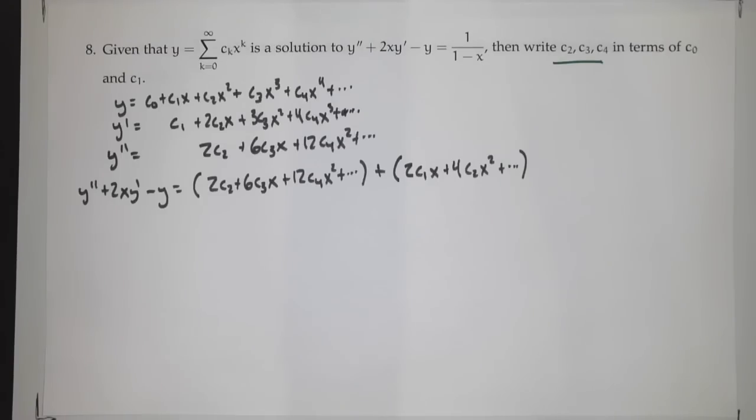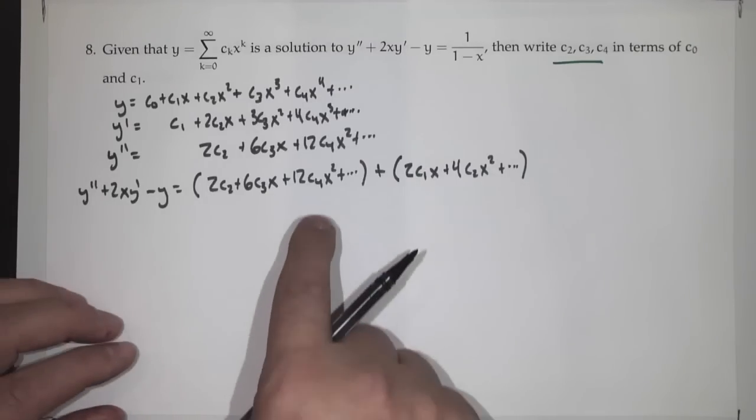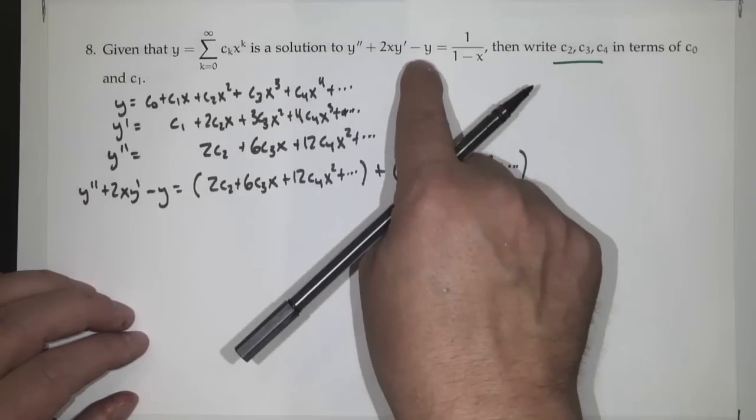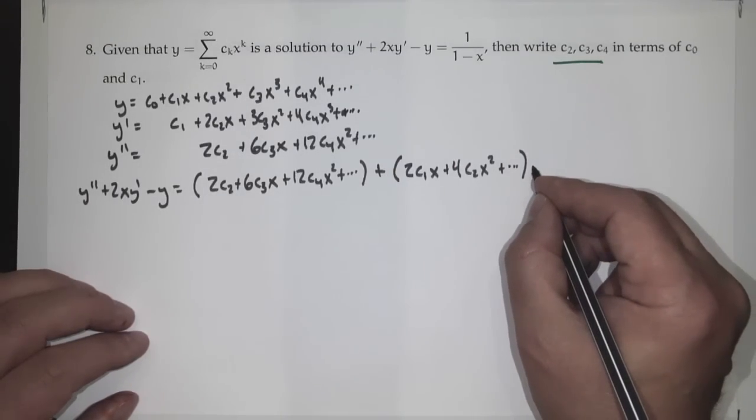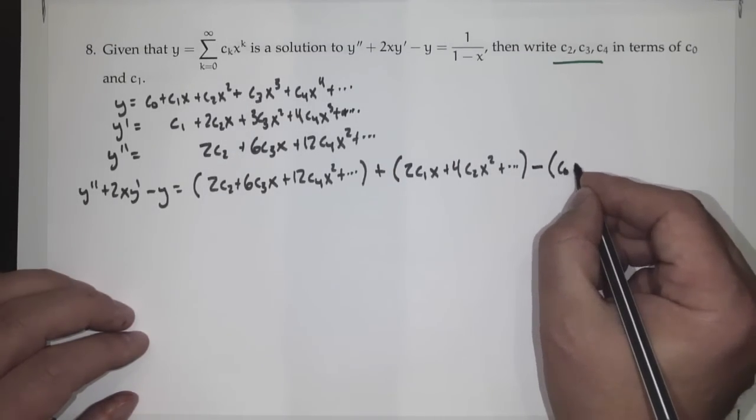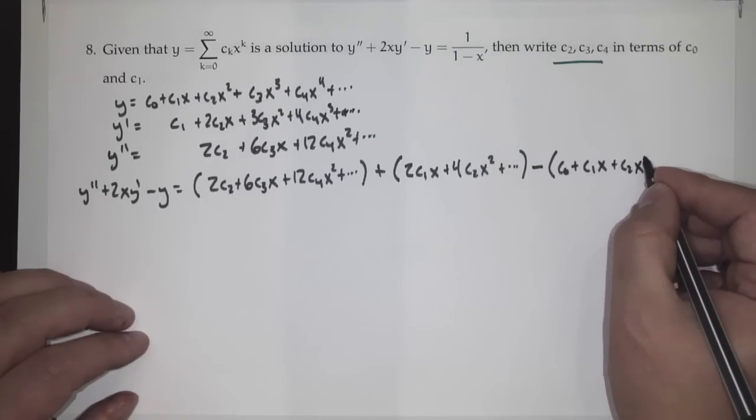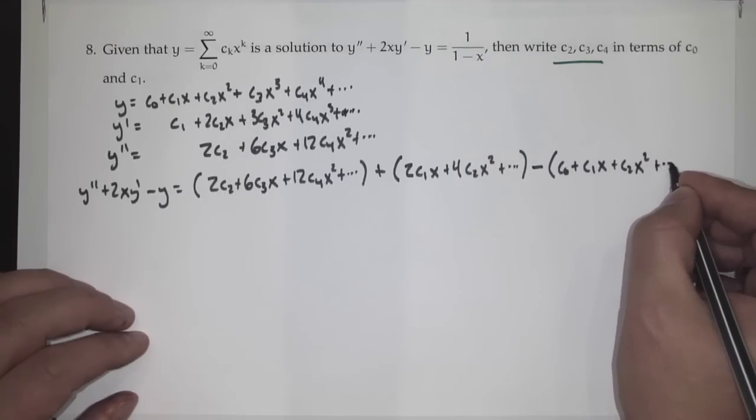But I don't need the higher order terms. You can add more if you like. Don't feel like you have to be as efficient as possible. But I'm only going to write what I need. Since I stopped at x squared, everything else should stop at x squared as well. Minus y, so minus c0, c1x, c2x squared. And of course, other stuff.